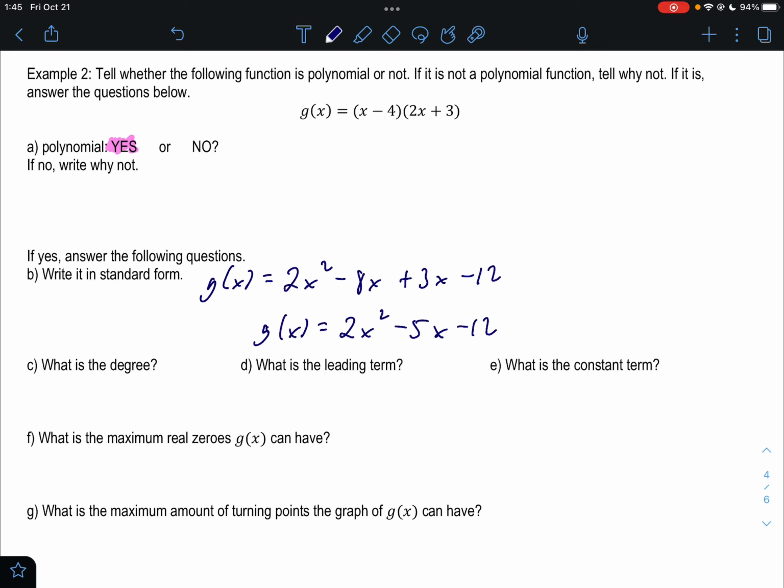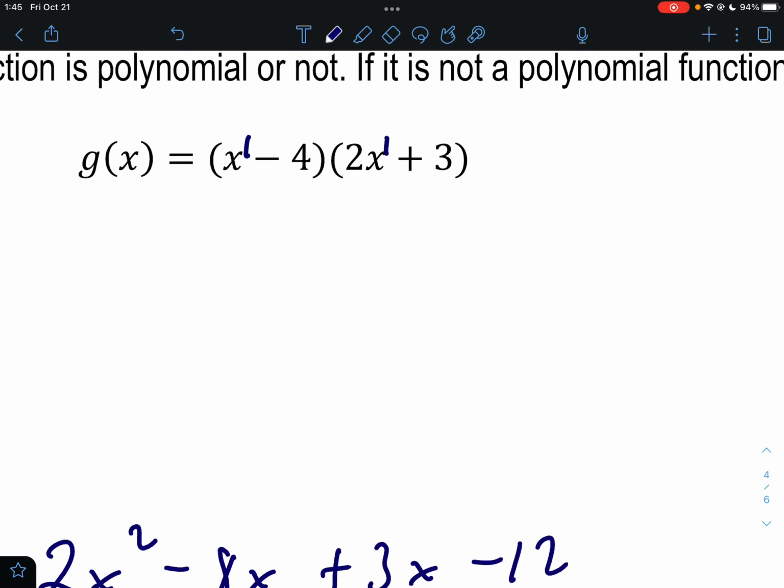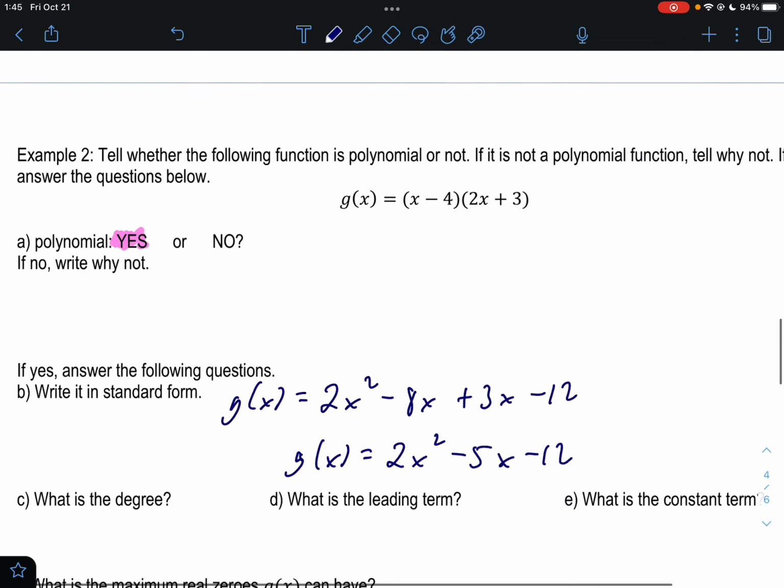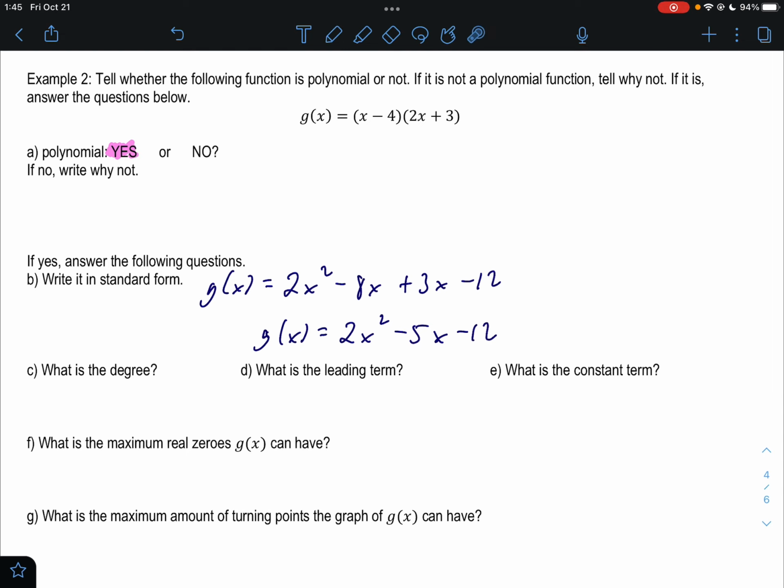That is standard form. So our degree, if you look at this, you might think the degree is 1, but that's not actually true. Even though this is the first power and this is the first power, if we multiply that out, to get our degree, we want to think, if we multiply it into standard form, what would be the highest power of x? So that would be 2.